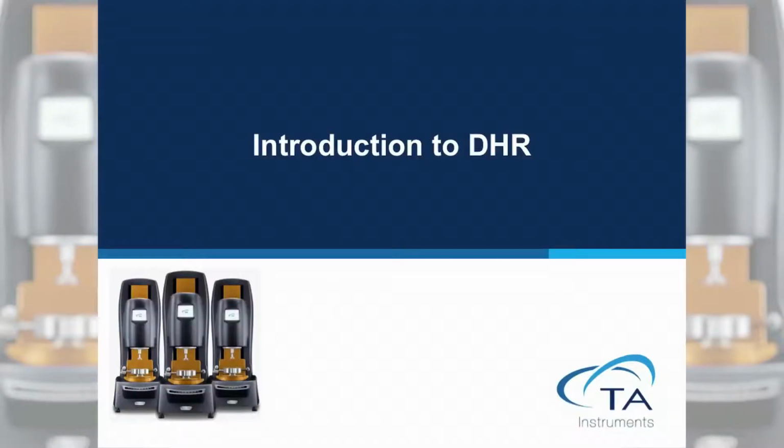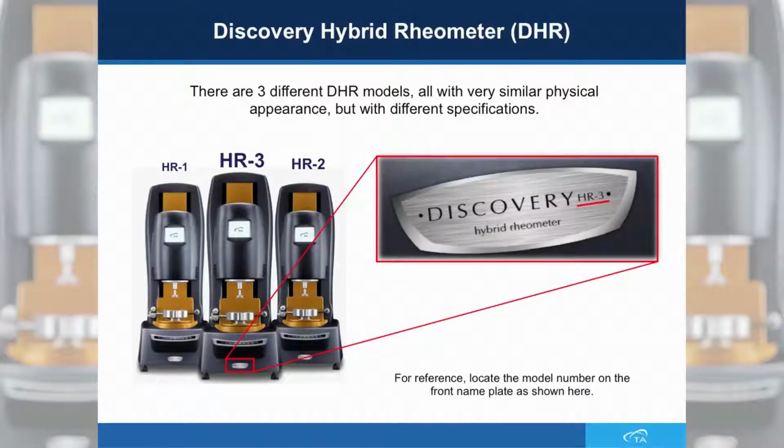Let us start off by providing a basic introduction to the DHR instrument and highlight some of its hardware features. There are three different DHR models, all with very similar physical appearance, but with different specifications. Most likely your local TA Instruments technical representative has guided you to the model that would best fit your laboratory's applications. For reference, locate that model number on the front nameplate, as shown here.